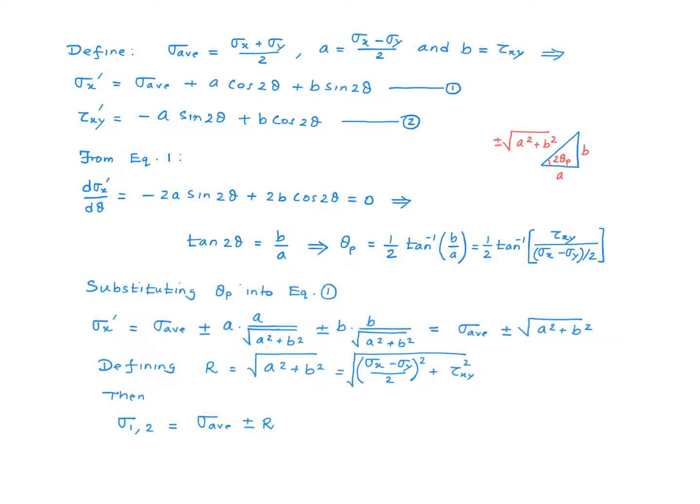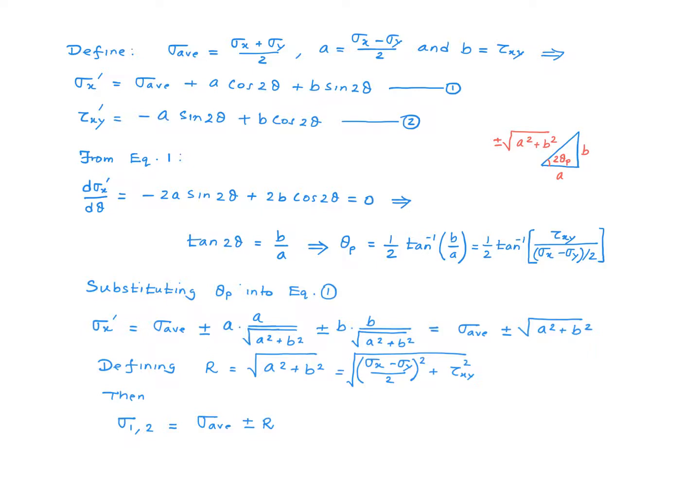Let me also point out that the hypotenuse is not just the square root of a squared plus b squared. It could be plus or minus, right? In other words, there are two possible values for this. Alright, keeping that in mind, now we're going to substitute this angle into equation number 1. That will give us an expression for the principal stresses.